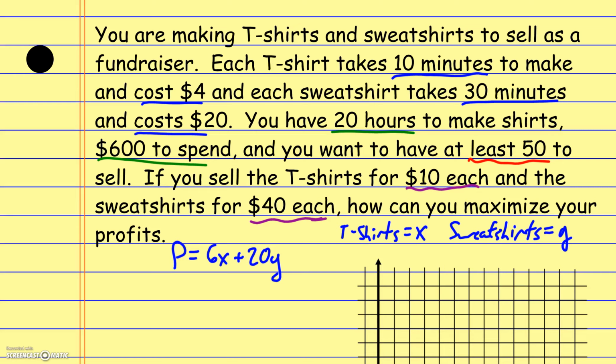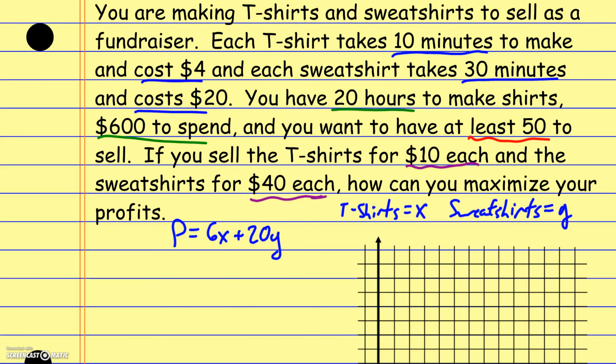Now I need to come up with some constraints. When you think about constraints, they are restrictions on what we can do here. We had a couple of things restricting what I can do: first of all, the time it takes, and then the cost of each of these things. So let's start with the time. I have 10 minutes for the t-shirts, 30 minutes for the sweatshirts, and a total of 20 hours.